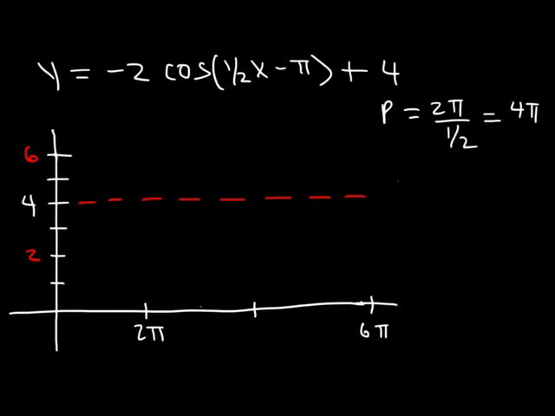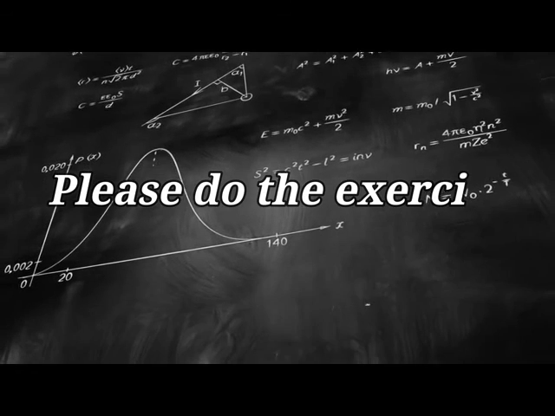Now let's break it into 4 points. This is 4 pi, 3 pi, and 5 pi. Now we have everything that we need to graph it. Negative cosine starts at the bottom, and then it's going to go to the middle, and then to the top, back to the middle, and back to the bottom. So it's going to look like this.